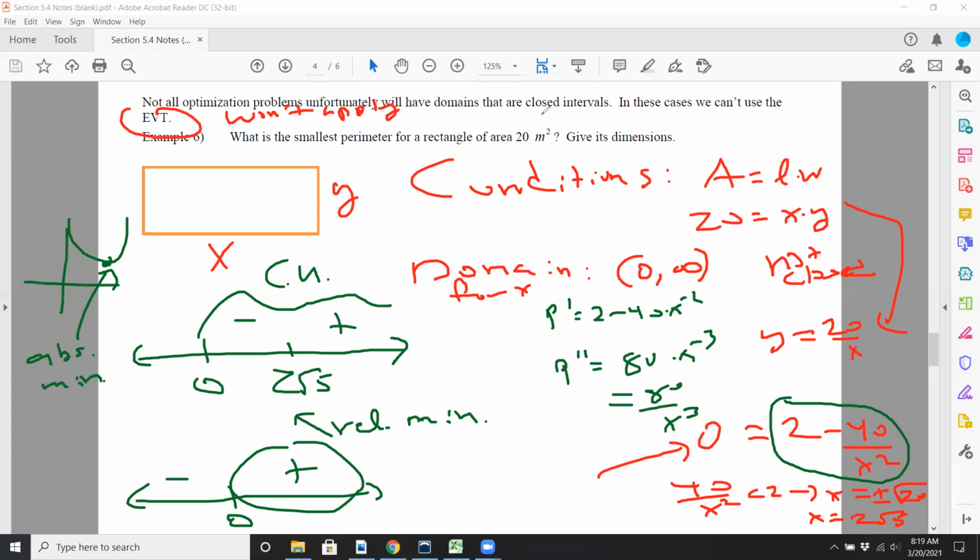And then to get all the dimensions, 2 root 5 by, I believe, 2 root 5 as well, because that does multiply out to 20. And so that would be my dimension. And my smallest perimeter, of course, would be 8 root 5.